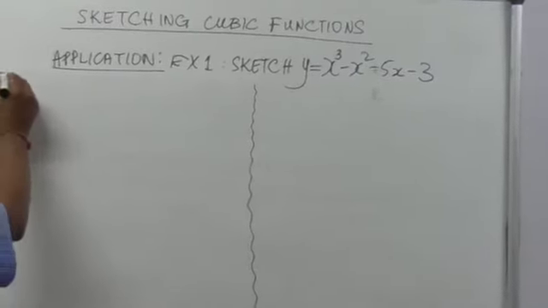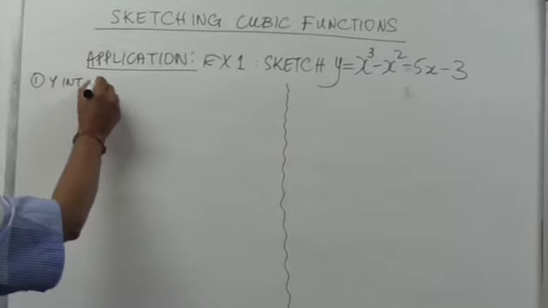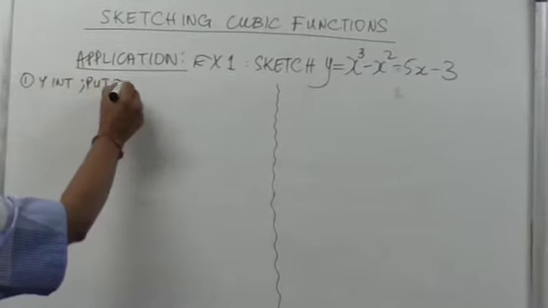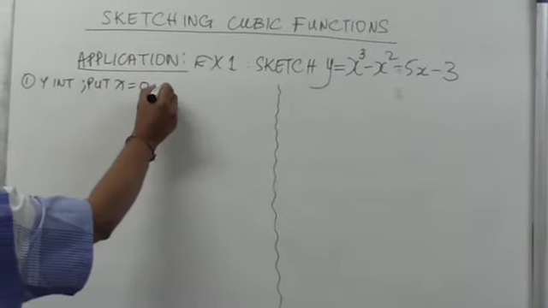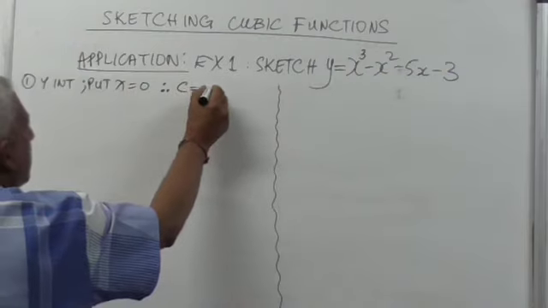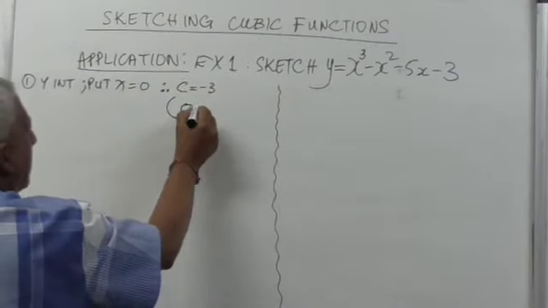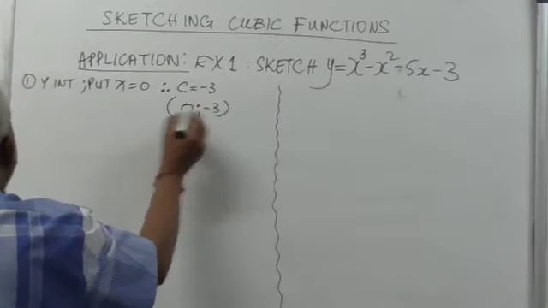Number one, you want the y-intercept. For the y-intercept, you put x equal to 0. Therefore, c is equal to -3. Or you can write it as an ordered pair, (0, -3).